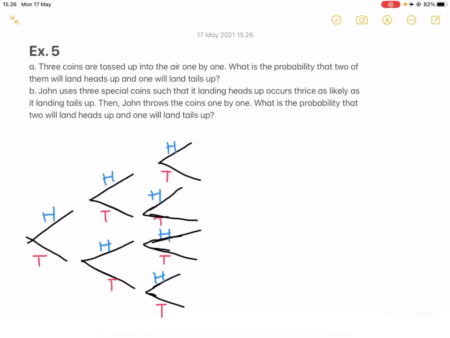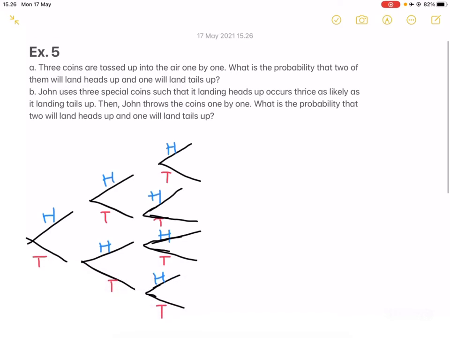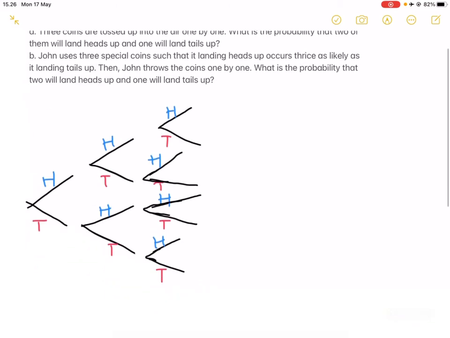Here is example 5 for probability. For part A, 3 coins are tossed up into the air one by one. What is the probability that 2 of them will land heads up and 1 will land tails up? Alright, so to answer this, we need to draw a probability tree diagram as shown.